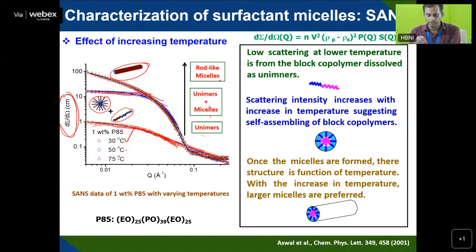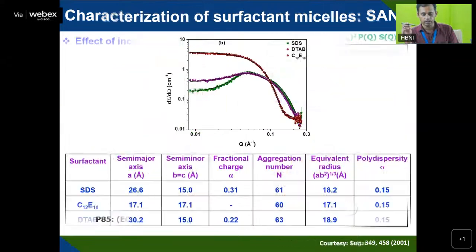At low scattering angle and lower temperature, the block copolymer is dissolved as a unimer, so individual polymers are here. But the scattering intensity increases with increasing temperature, suggesting self-assembly, where the polymers aggregate to form particular assembled structures. Once the micelles are formed, their structure is a function of temperature. With increasing temperature, large micelles will form, so it goes to cylindrical. So you can get this type of information, whether it is a cylindrical micelle, a spherical micelle, or whether micelles are not formed, by using small angle neutron scattering.